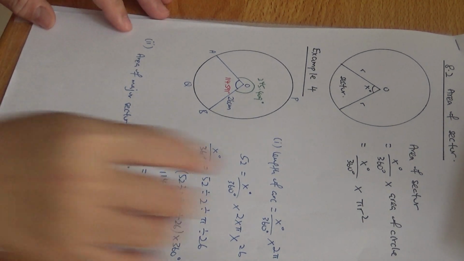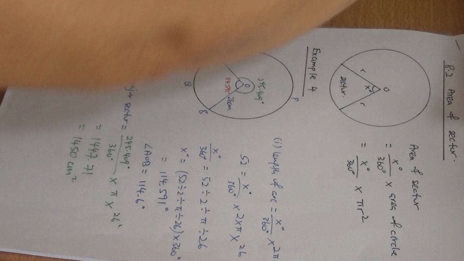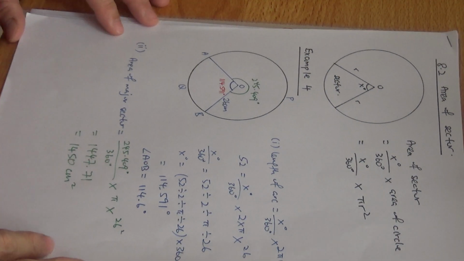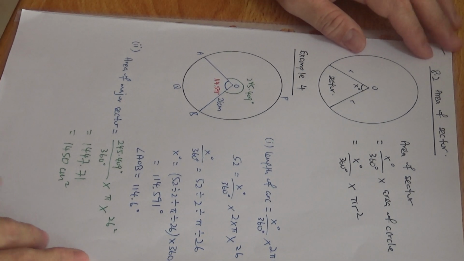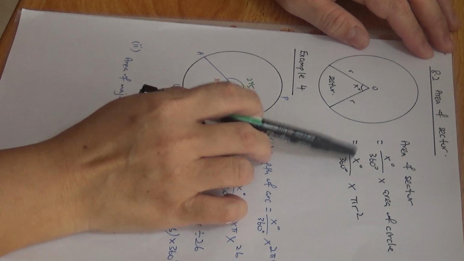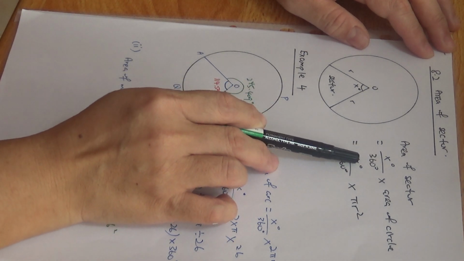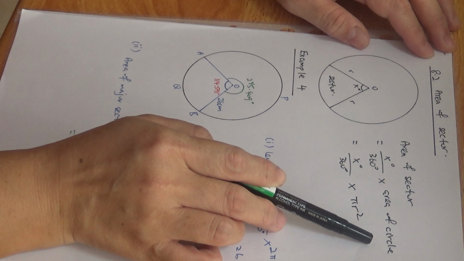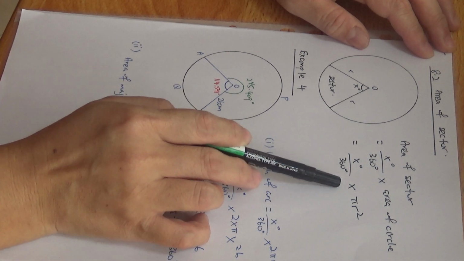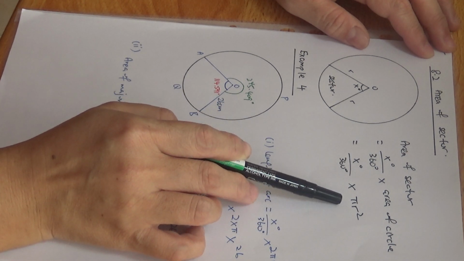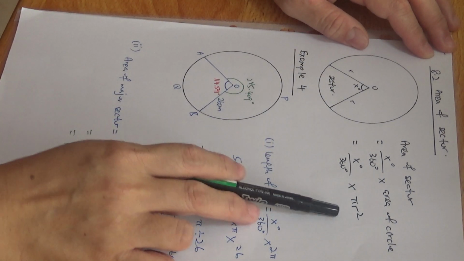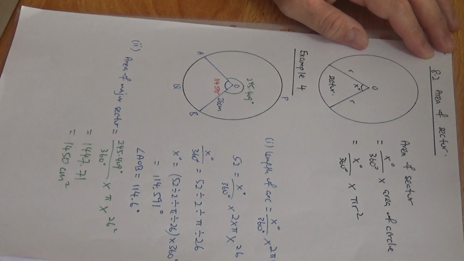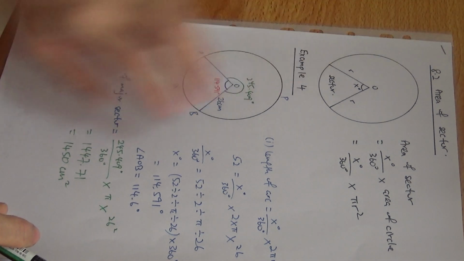Class, today we are going on to section 8.2 of your E-Maths, and that is on the area of sector. Now, the area of sector is quite similar to the length of arc, just that we will have x over 360 times area of circle. Okay, so x over 360 times pi r squared. So when we are talking about area of sector, we substitute in area of circle, which is pi r squared. But when we talk about length of arc, then we substitute in the circumference, which is 2 pi r. So that is the only difference.